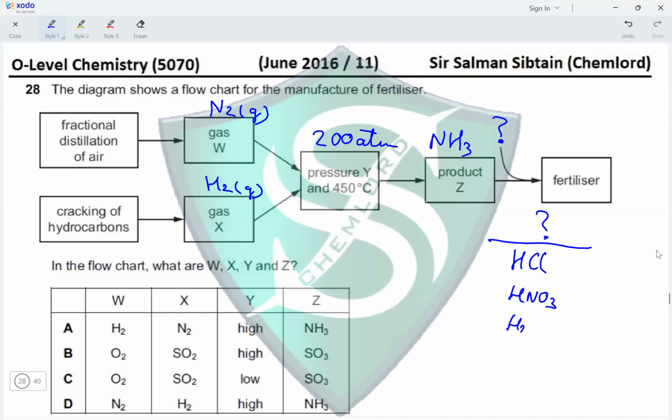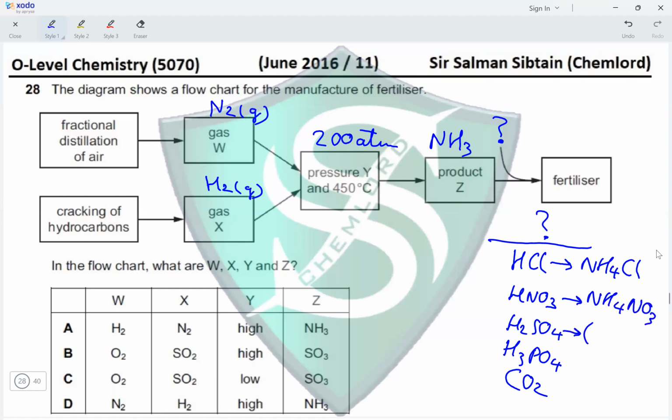This something could be HCl, HNO3, H2SO4, H3PO4 or CO2, because this would form ammonium chloride, this would form ammonium nitrate, this would form ammonium sulfate, this would form ammonium phosphate, and this would form urea, all of which are components of fertilizers.